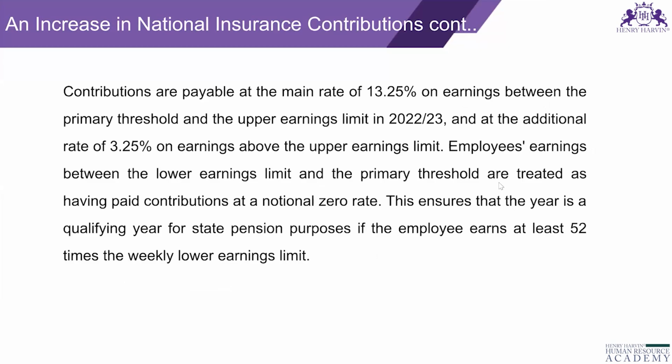Contributions are payable at the main rate of 13.25% on earnings between the primary threshold and the upper earning limit in 2022-23. You remember there was a change where the percentage was increased from 12% to 13.25%. This is the percentage at that time. Then it was reduced back to 12%, like what we are seeing now. In the calculation also we have seen, after October it changed back to 12%. Okay. And the additional rate was 3.25%, so you'll see 1.25% was increased. So now it is 2% again. Above is 12% and the below one is 2% now, back to normal.